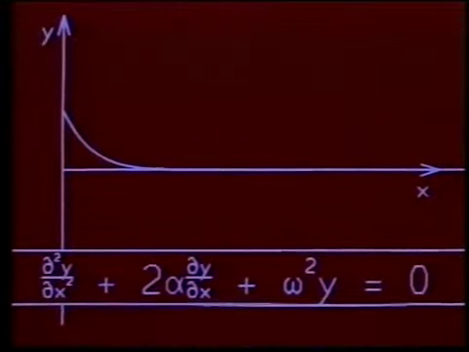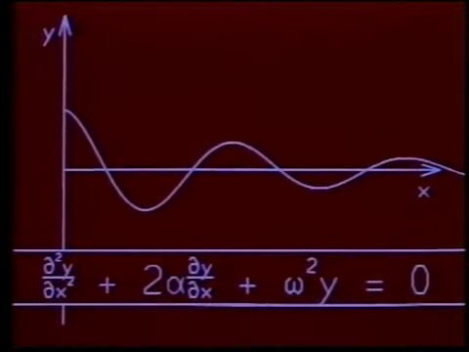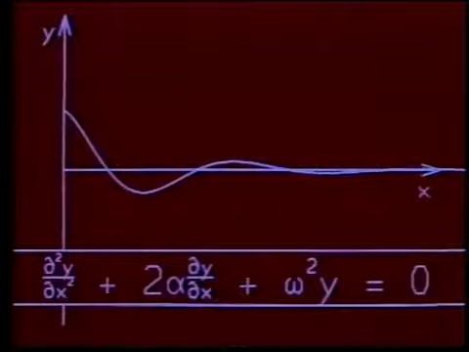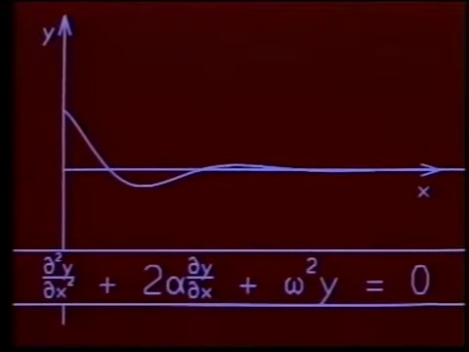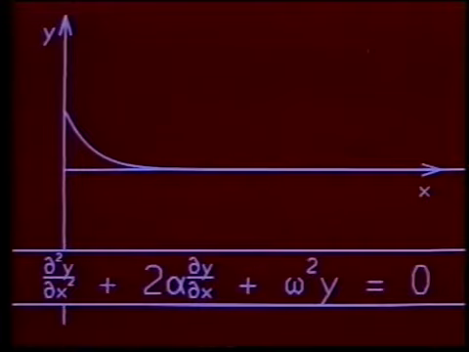Let's see that again. The first change is that we get an oscillation whose amplitude decreases as x increases. As alpha becomes larger, the decay is more sharp. The frequency becomes smaller, and eventually the oscillations disappear entirely. Why does that happen?